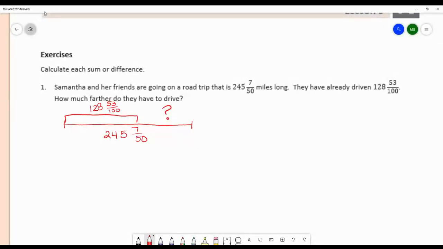What kind of a problem is that? Good, it's a subtraction problem because we want to take the whole thing minus what we've already done. So we need to start with our whole thing, which is our minuend, 245 and 7/50, and subtract 128 and 53/100.